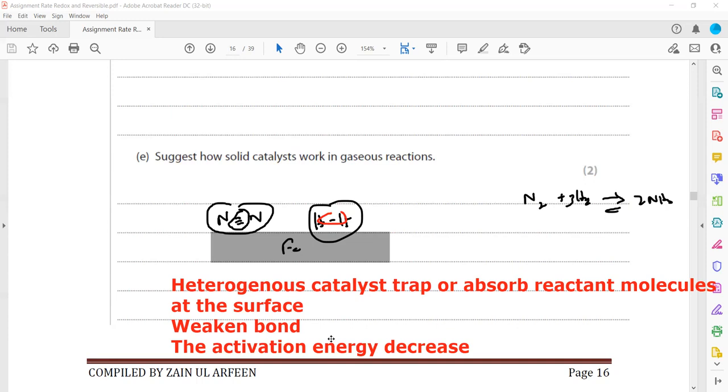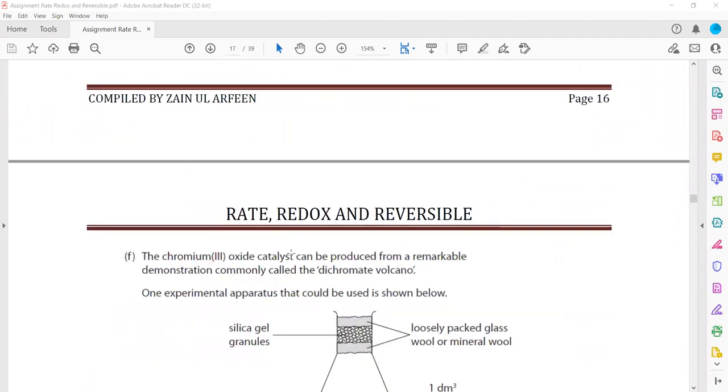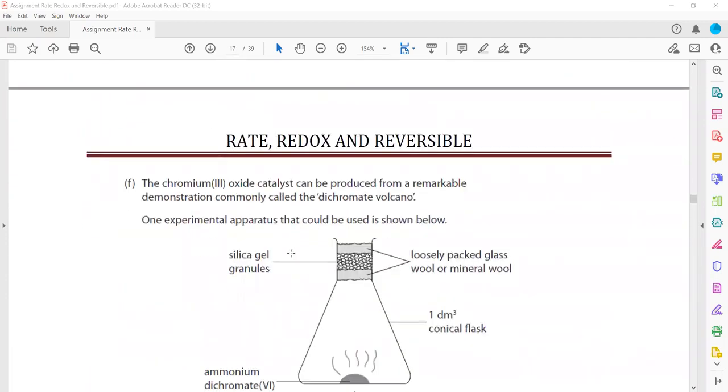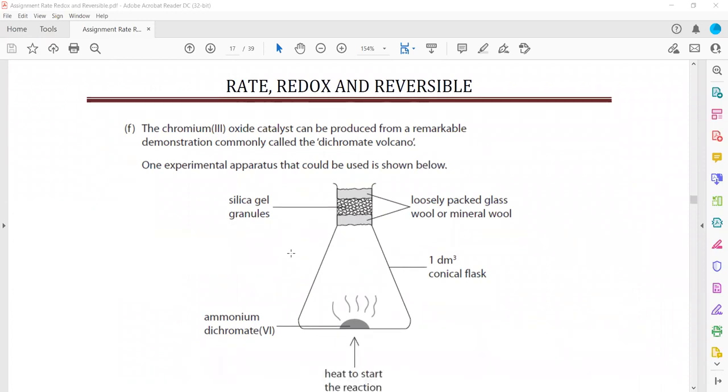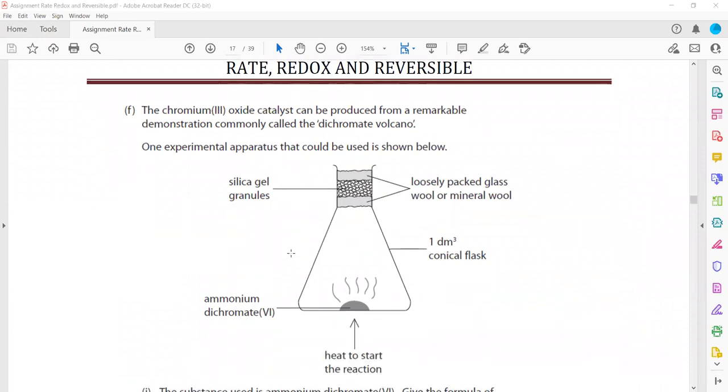This is always the case whenever they ask how the catalyst works, and they mean how a heterogeneous catalyst works, because homogeneous catalysts work in a different manner that you will study in A2.